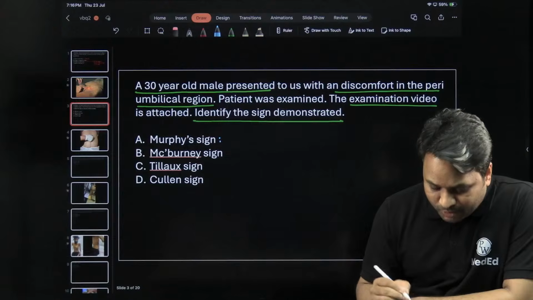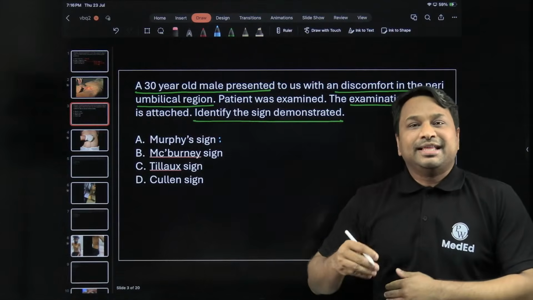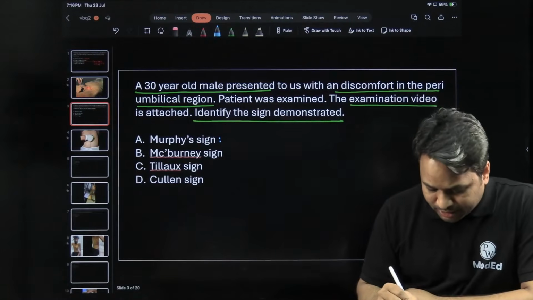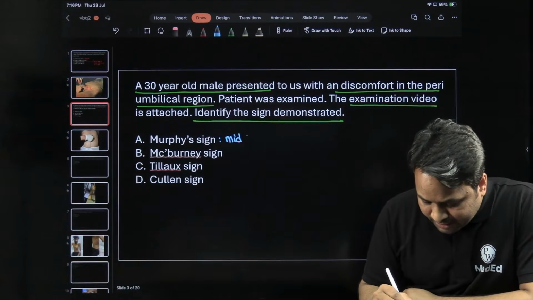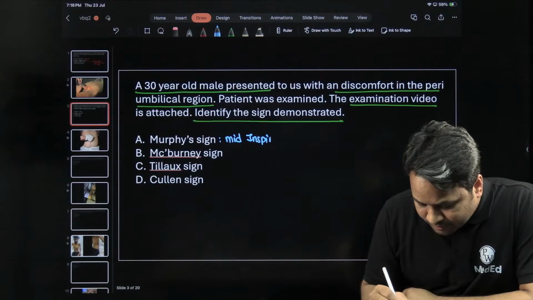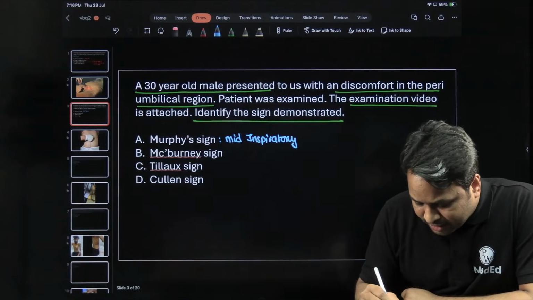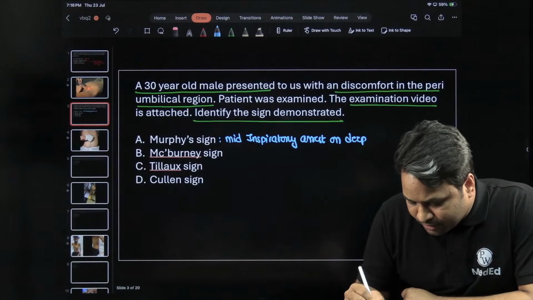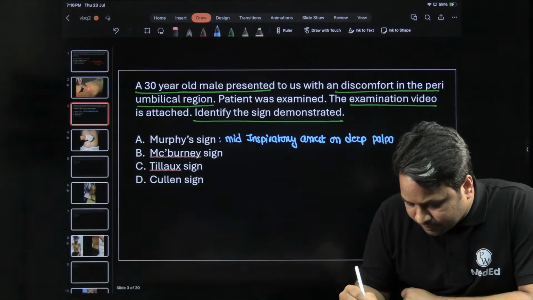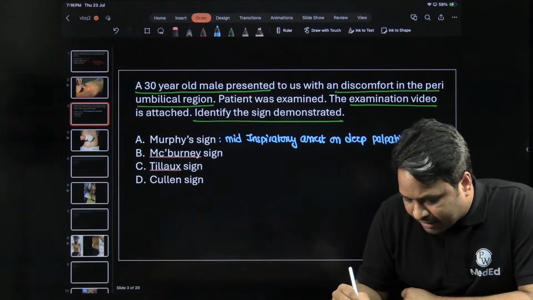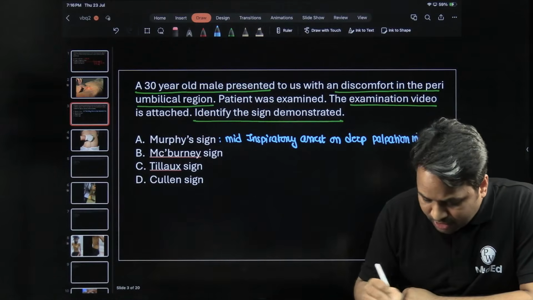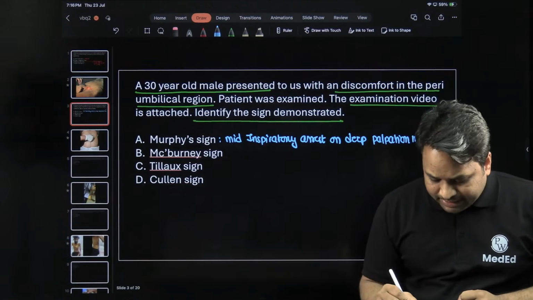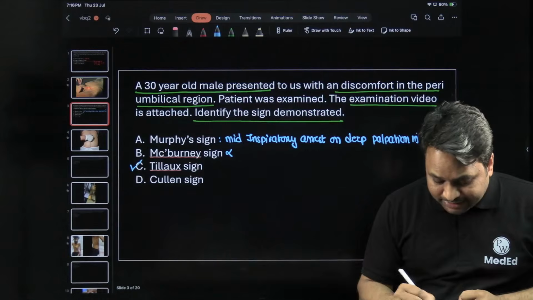Murphy sign positive basically indicates mid-inspiratory arrest on deep palpation in the right hypochondriac region. Now this we usually see in cholecystitis. This is not it. McBurney sign is in appendicitis. This is what we call the Tillaux sign.